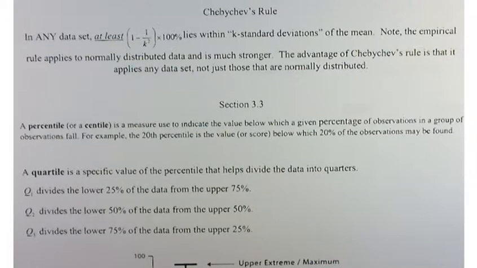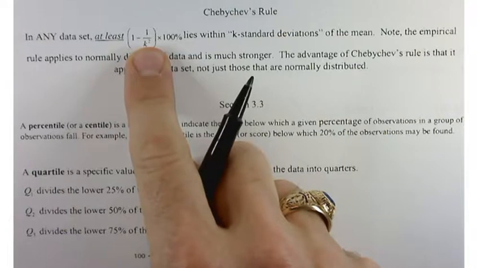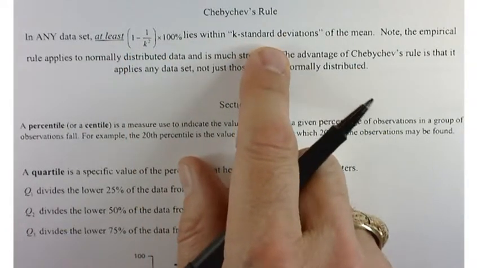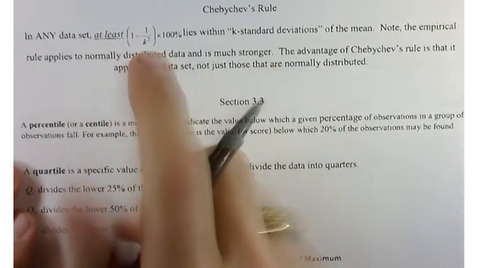The nice thing about Chebychev's rule is that it applies to any data set. In any data set, you have at least this much data within k standard deviations of the mean. So the empirical rule, you need to have a normal distribution. For Chebychev's rule, well, it doesn't have to be a normal distribution. It can be any distribution.